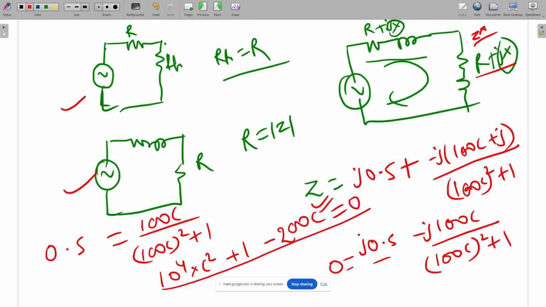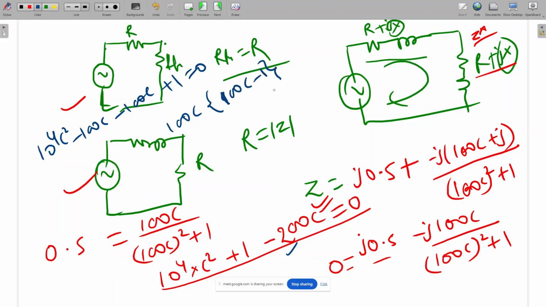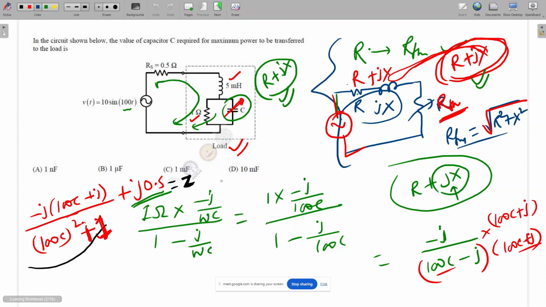So this will be the quadratic equation. This one we can write as 10 to the power 4 C square minus 100C minus 100C plus 1 equal to 0. So here also we can take 100C common. So (100C minus 1), again it will be minus. So what will be the value? C will be 1 by 100, 10 millifarad. So the answer will be D.